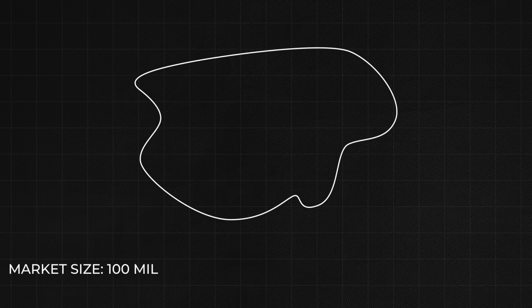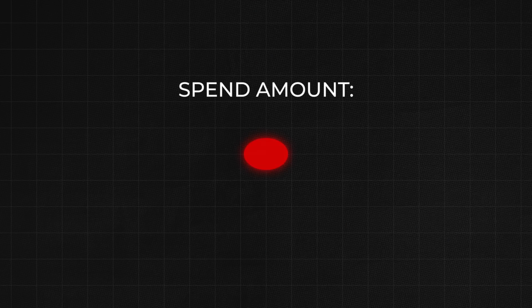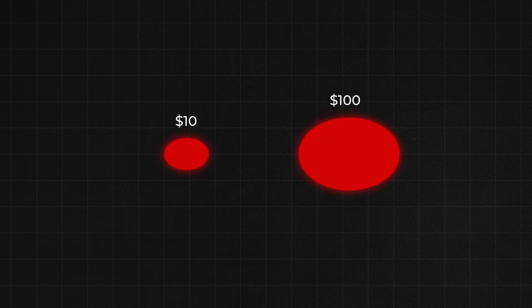It's like a big lake. So if you've got a market size of 100 million people, it's a pretty big lake compared to a lake that has 10 million people in it. And the net that you're casting out to catch these fish is essentially your spend amount. If you've got a lake full of 100 million people, or 100 million fish, then you've got a $10 fishing net, right? Compared to a $100 fishing net. The $100 fishing net is bigger.